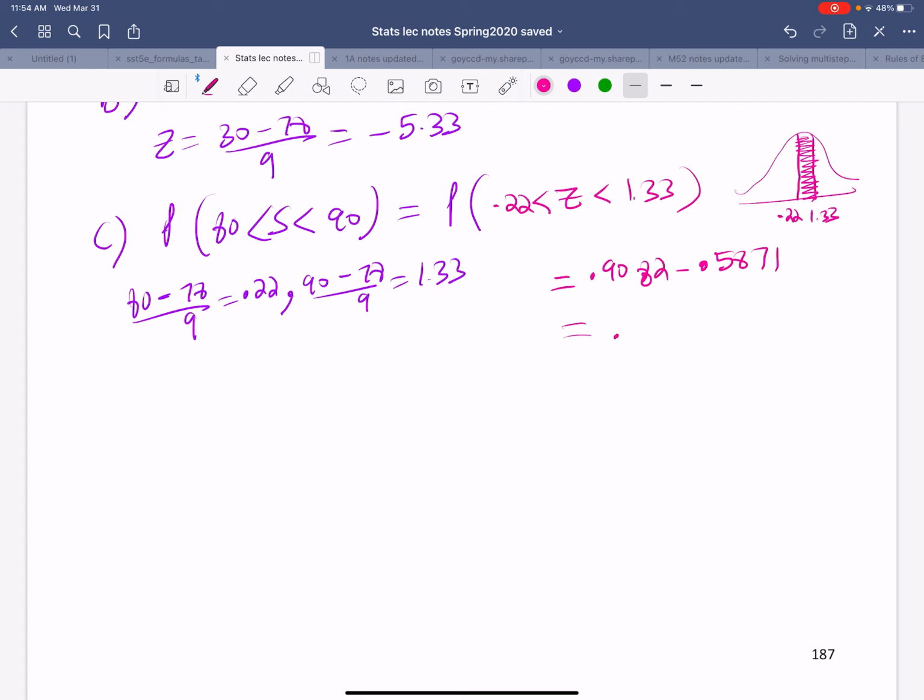0.3211. Again, if you use your calculator or StatCrunch, it might give you the answer 0.3212, which would still be acceptable by MyMathLab, because it does have some tolerance level within the answer itself. So 0.3211, about 32.11% chance that you randomly select somebody and their score would lie between 80 and 90.